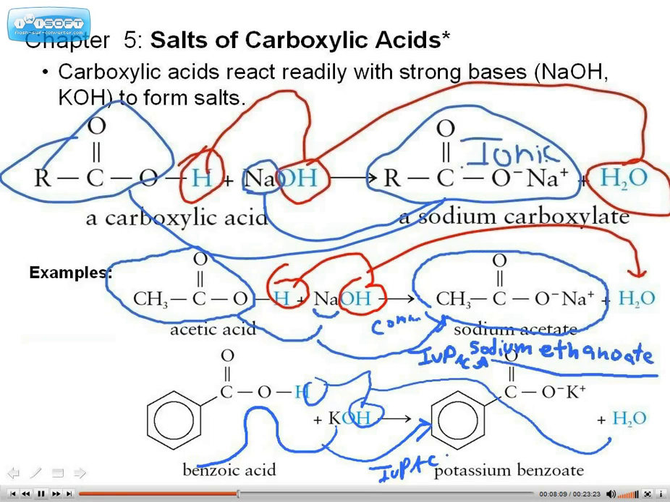Potassium benzoate, or sodium benzoate using the other metal, sodium, is actually a very, very common preservative. It's known for upsetting the reproductive system of bacteria, causing them to go sterile.